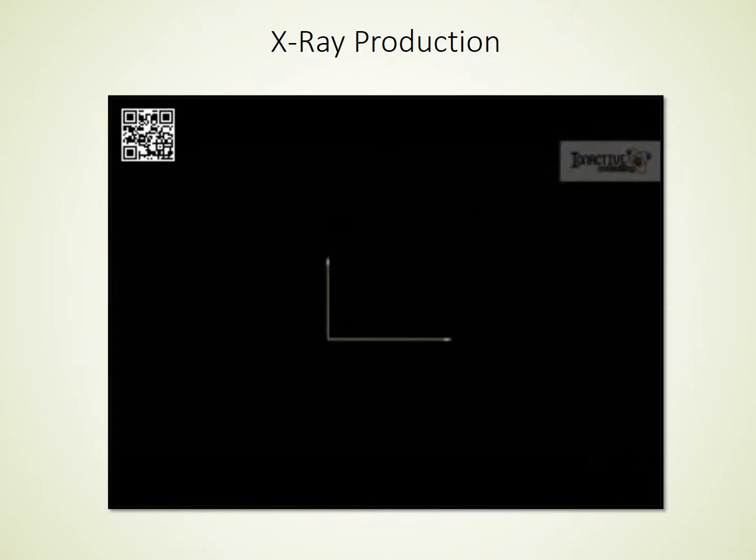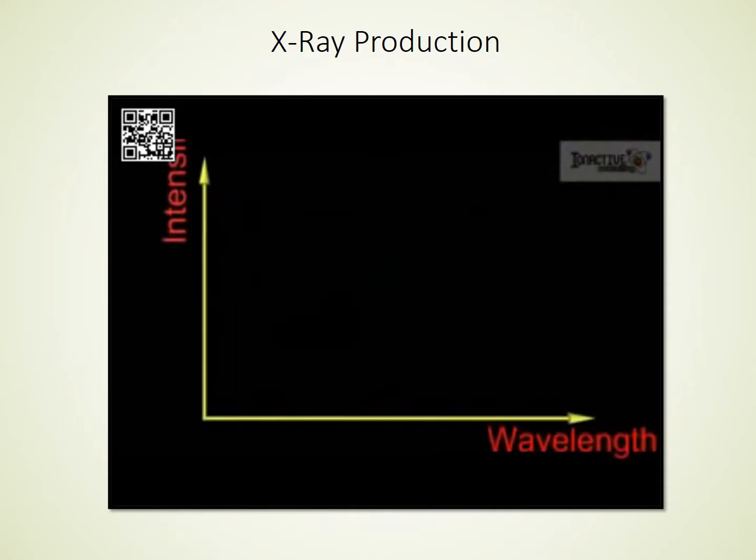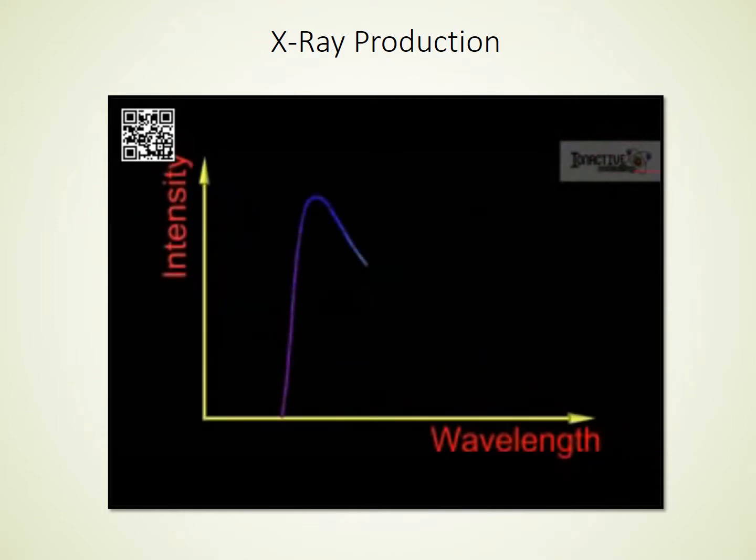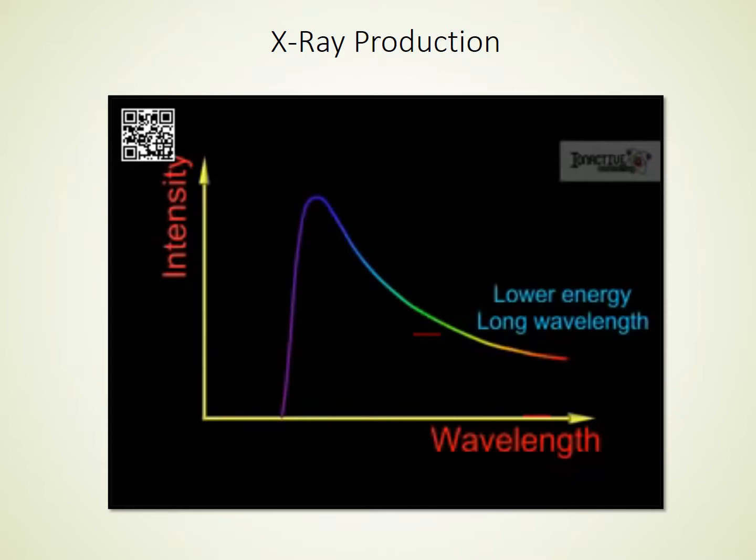Bremsstrahlung radiation has a continuous spectrum corresponding to electrons losing different fractions of their initial kinetic energy. When the electron loses a small amount of energy, a long wavelength X-ray is produced. When it loses a larger amount of energy, shorter wavelength X-rays are produced. The spectrum has a minimum wavelength below which X-rays are not produced.